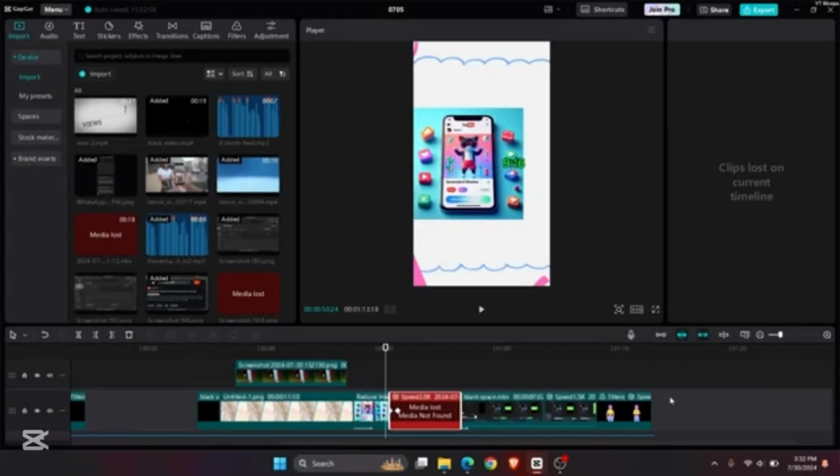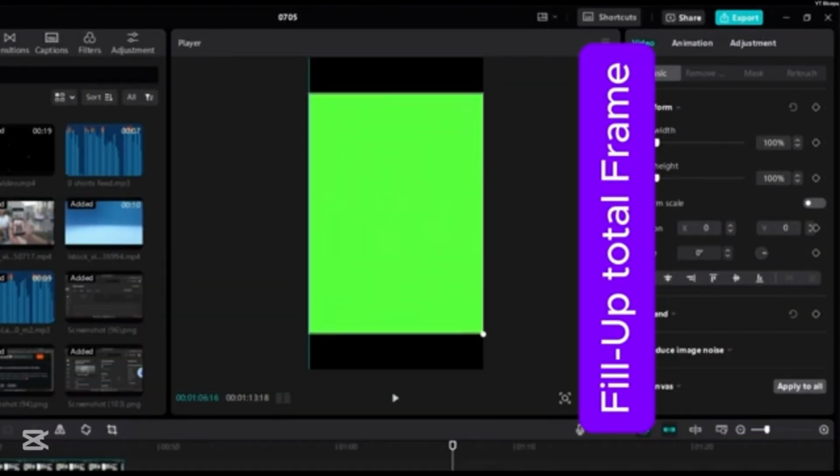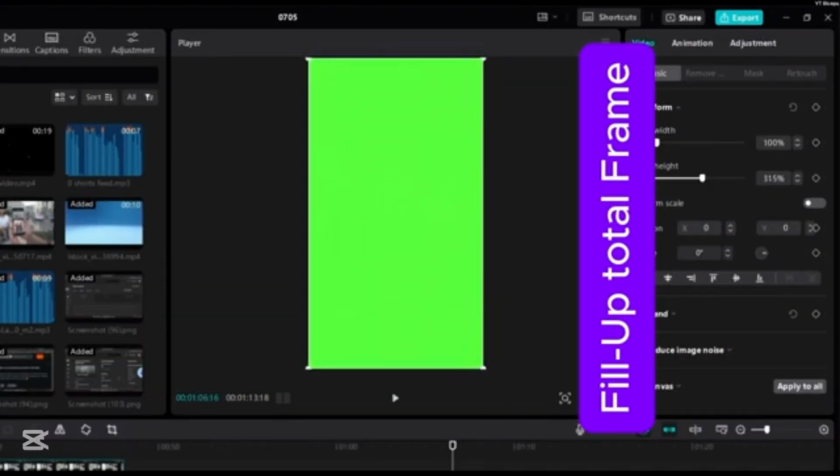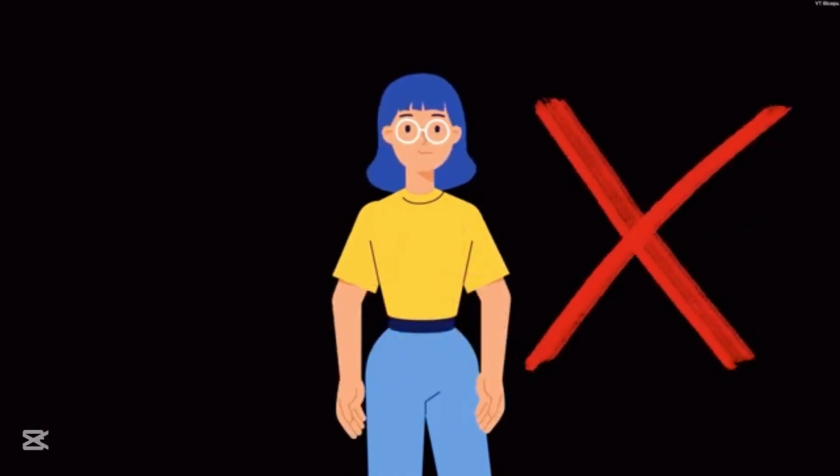But when you set any photo or video in that frame, you keep some blank space in the frame like this. Don't keep any part of the frame blank. If you do this, YouTube sometimes doesn't consider those types of videos as shorts, so the YouTube algorithm simply doesn't send the shorts to the feed.